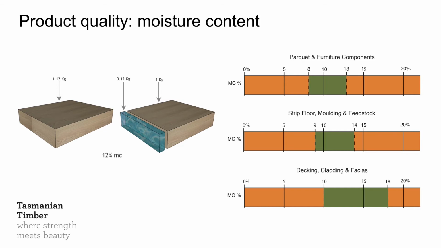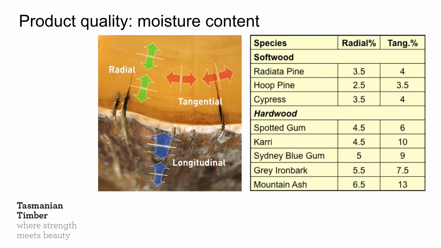Okay, so the reason that's important is that as the moisture content of wood varies, it changes its dimension. It changes it at a known rate. It only changes it a little. But when you've got a big surface, a lot of little ones add up to a couple of big ones. And that all becomes really, really important.